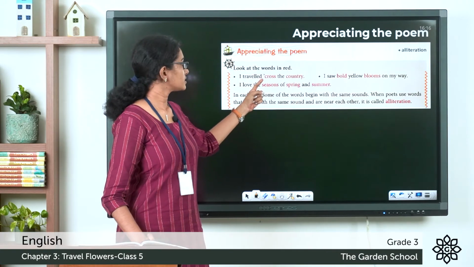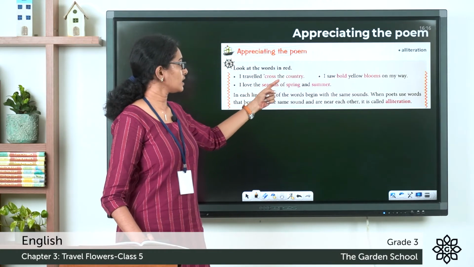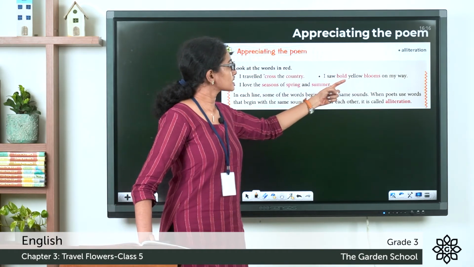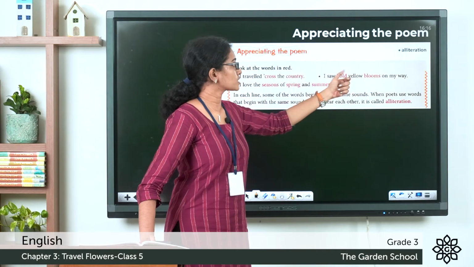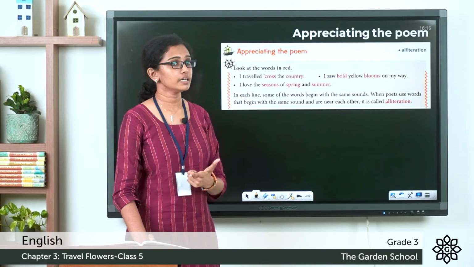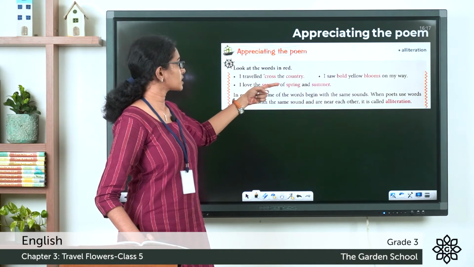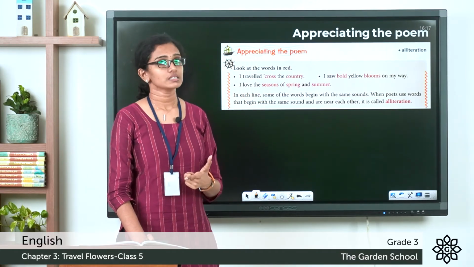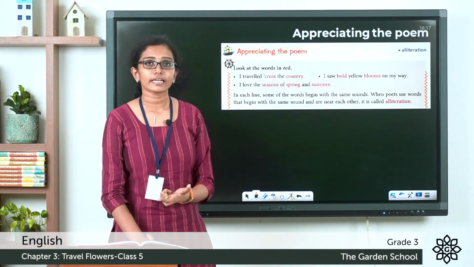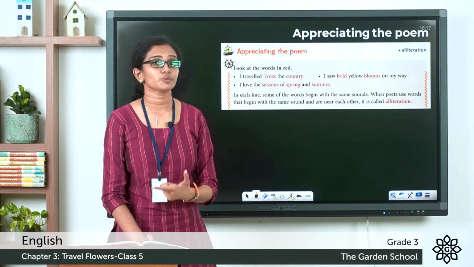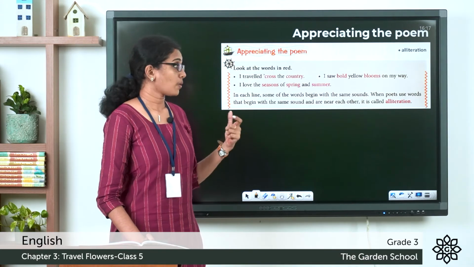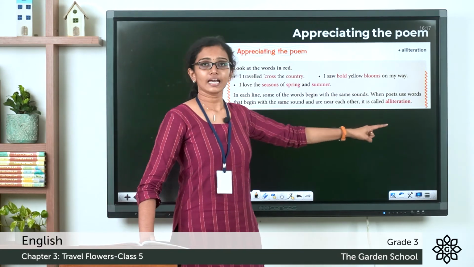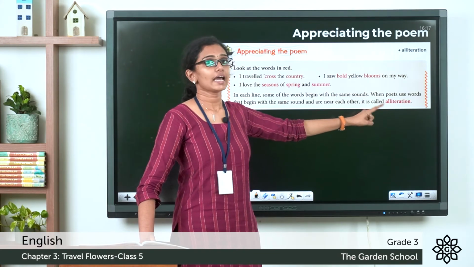And see these words, cross, country. Both these words start with the sound k. And here, bold, blooms. Both the words start with the sound b. And here, seasons of spring and summer. So all these 3 words start with the sound s. So when a poet uses such words which begin with the same sound near each other in a poem, it's called an alliteration. Clear? It's called an alliteration.